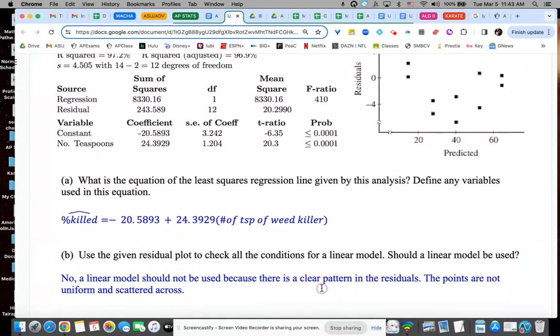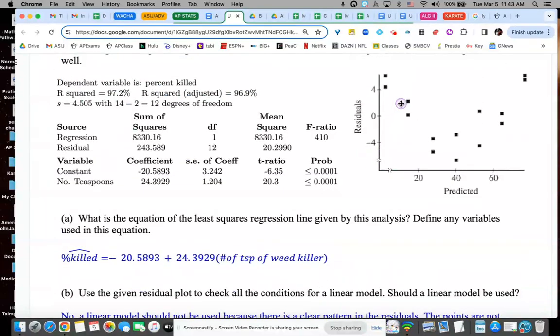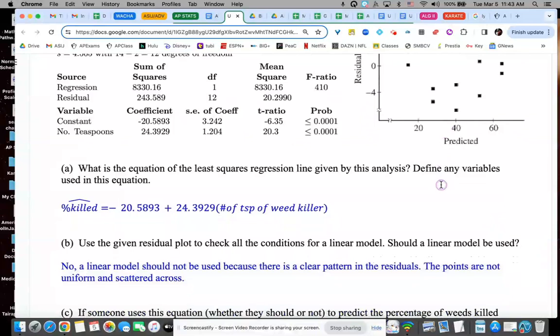So we just want to know that it's straight. We want to know that the residuals have a nice random pattern to it. And we don't want any fanning. We don't want any outliers. So when I look at this, I'm like, no, this is not a good model for a linear regression, right?